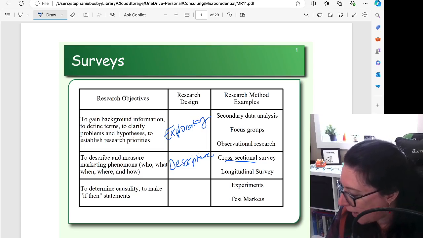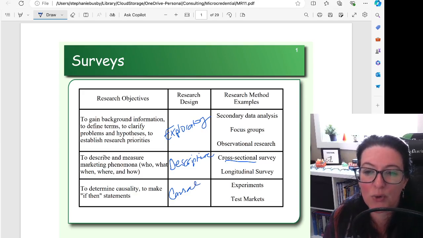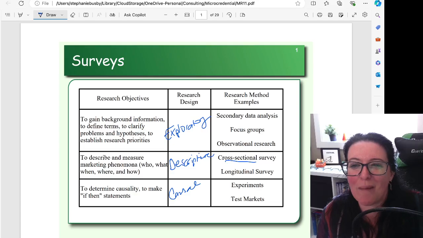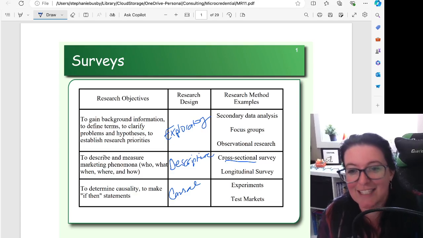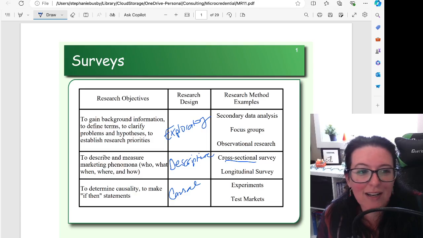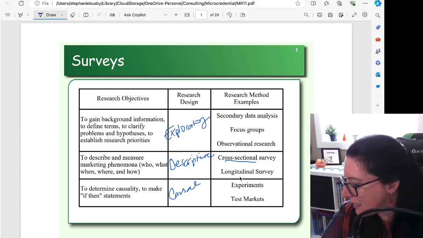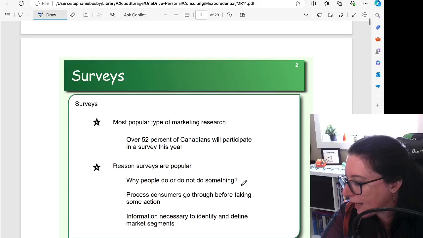The last one we have here, which we also need to discuss in more detail, is causal research design, where we create experiments and test markets. So we're moving in that direction, but we need to wrap up our discussion on survey design in this set of videos by looking at different types of surveys and then how we choose our sample, who's going to participate in our survey. So let's continue by looking at surveys.